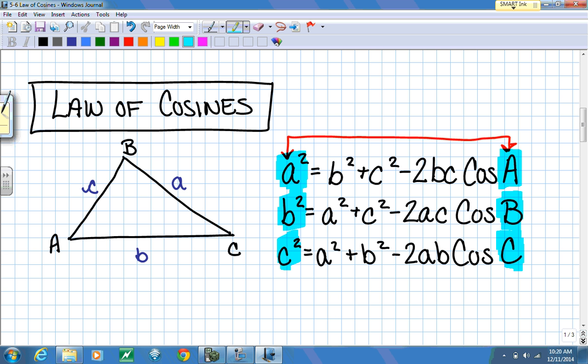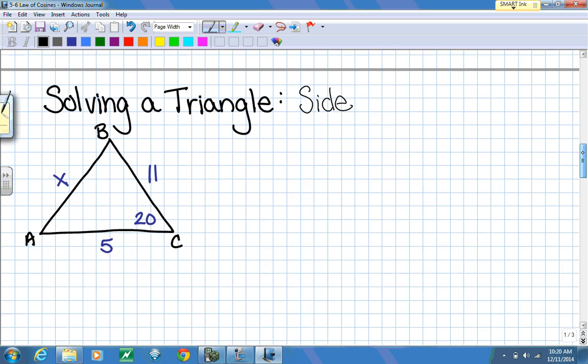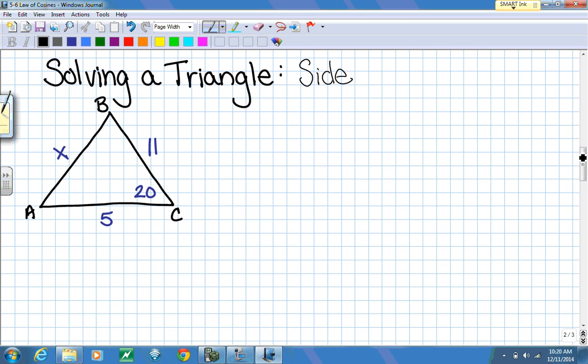So I'm going to go through two examples of how to find a missing side and how to find a missing angle using the law of cosines. First of all, solving a triangle by trying to find a missing side. Here I have a side angle side situation where my angle is between 11 and 5. And so setting this up, I'm trying to find x, which in our case here is little c.